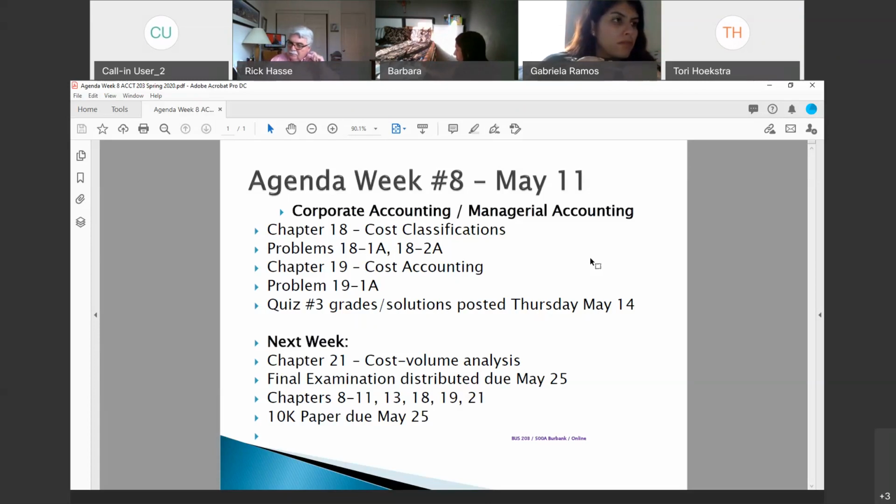And when we look at some of these problems, what do I mean by fixed and variable cost? What do I mean by materials, labor, and overhead? What do I mean by break-even analysis? Those are the leading topics of each one of those chapters, 18, 19, and 20.